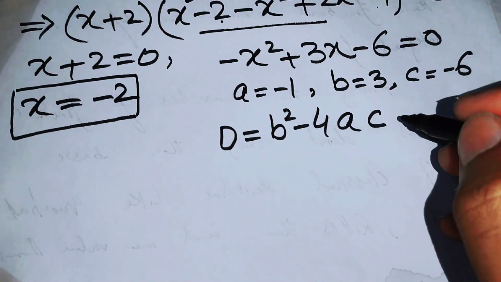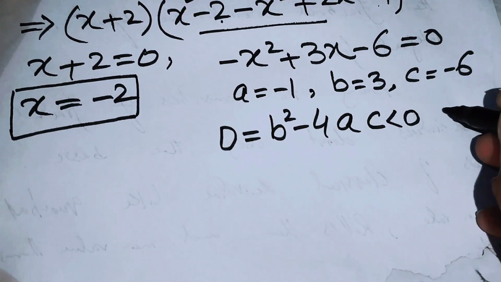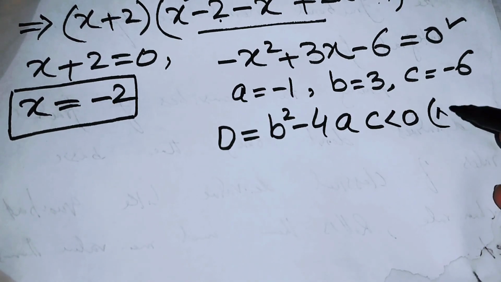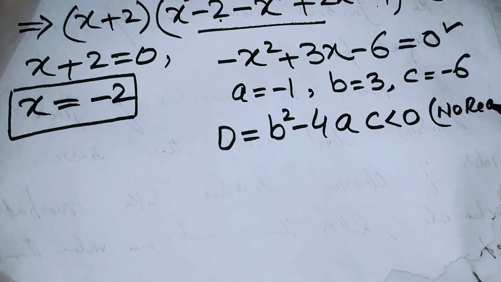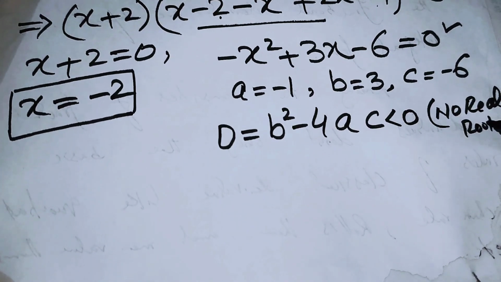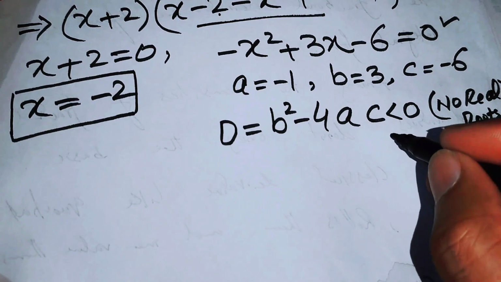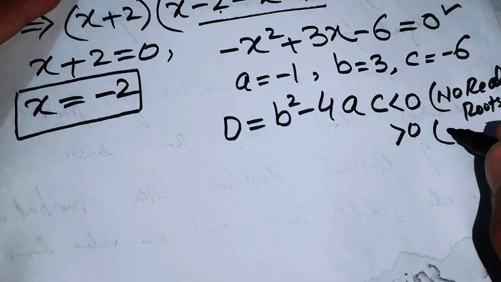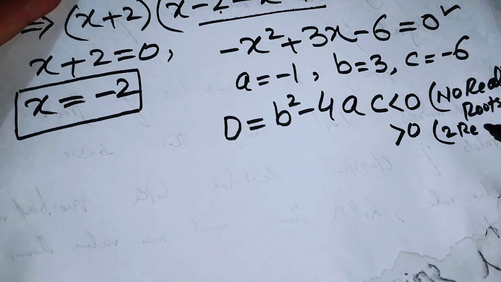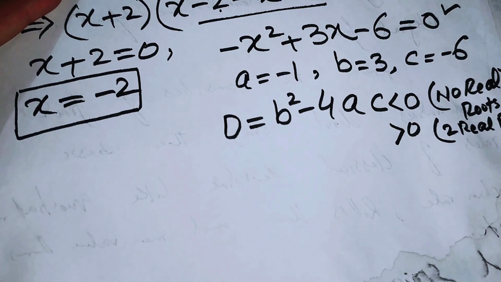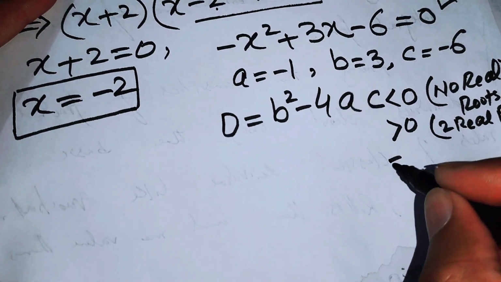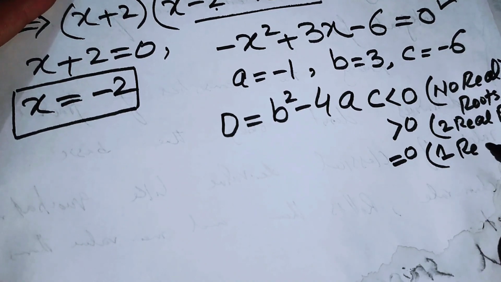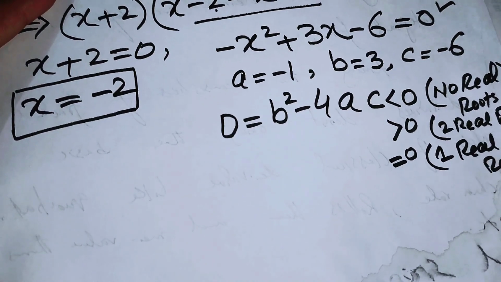You know about this discriminant formula: if the discriminant is less than 0, then we can say that this equation has complex roots or no real roots. And if the discriminant is greater than 0, then we can say that this equation has two real roots. And if the discriminant is equal to 0, then we can say that this equation has one real root.